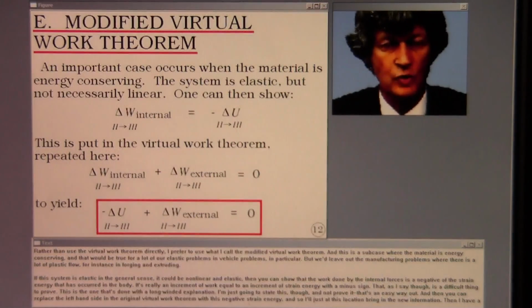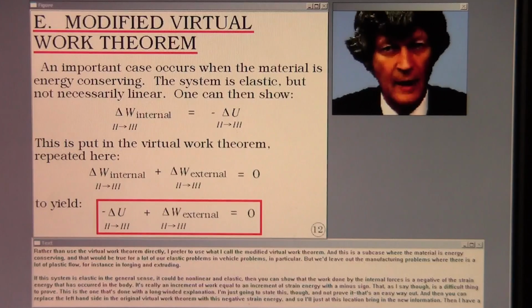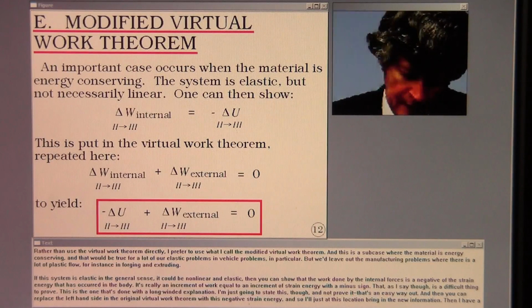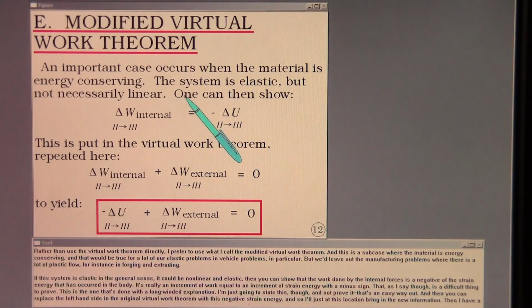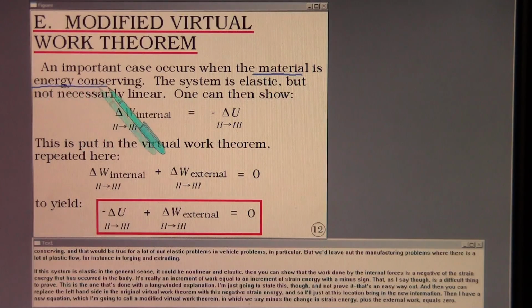Rather than use the virtual work theorem directly, I prefer to use what I call the modified virtual work theorem. And this is a subcase where the material is energy conserving, and that would be true for a lot of our elastic problems in vehicle problems in particular, but would leave out the manufacturing problems where there's a lot of plastic flow, for instance in forging and extruding.